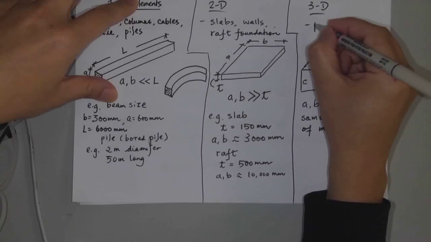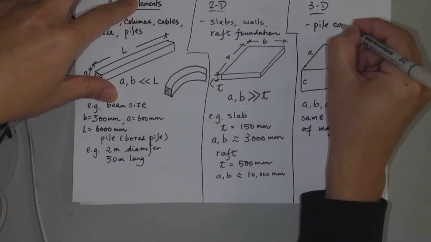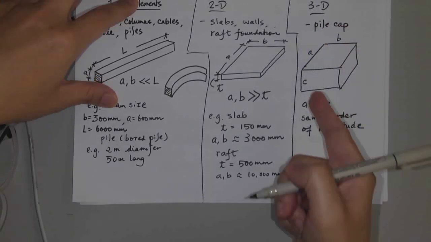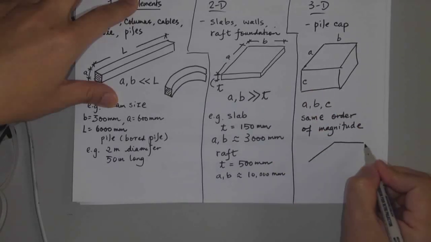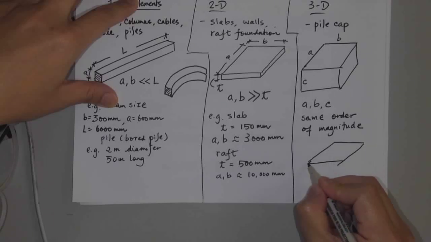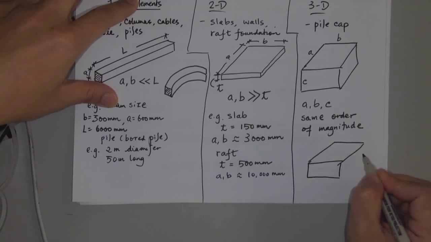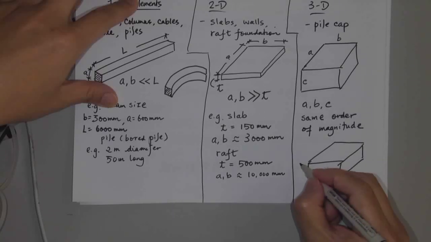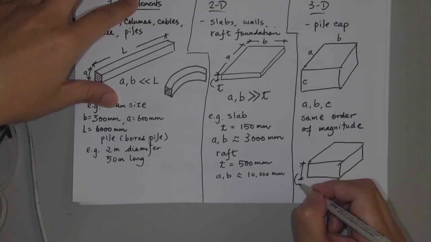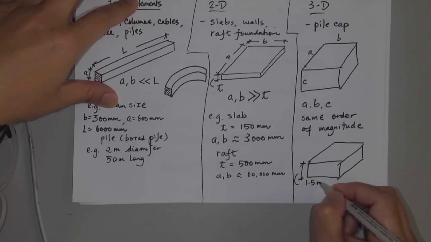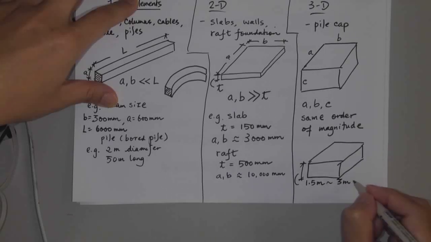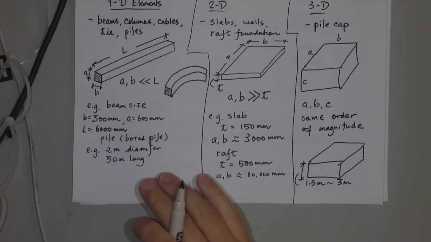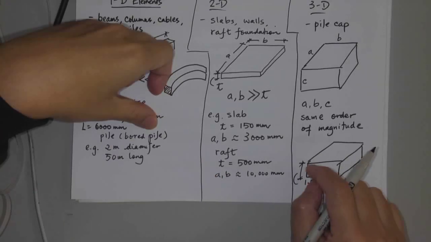So a typical example is a pile cap. So what is a pile cap? A pile cap is exactly something like this. It's a big piece of concrete, a large piece of concrete, usually very thick. How thick? Let's say at least 1.5 meters. It can go up to 3 meters. So it's a very thick piece of concrete, just 1 floor high.